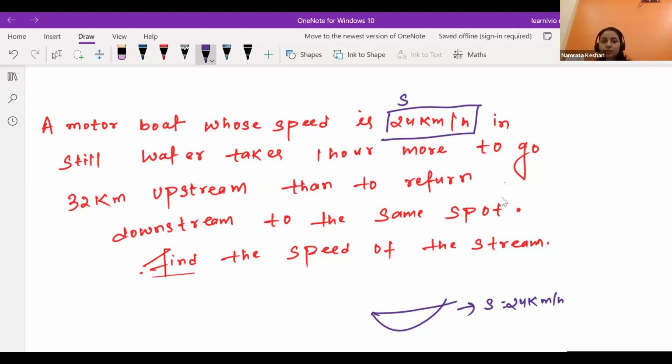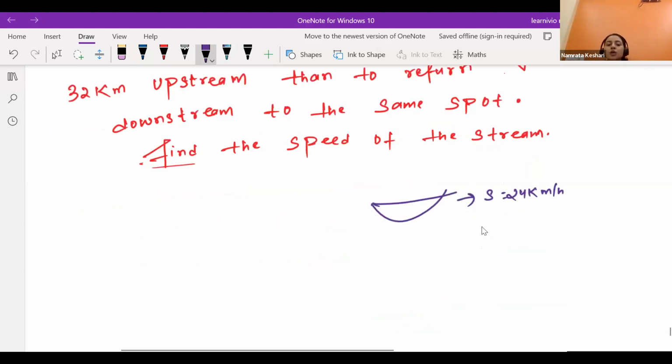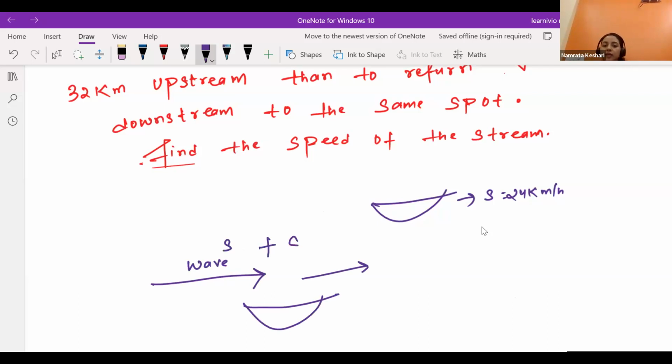So how exactly does it work? It works like this. If the stream, the wave, is in this direction and the boat is also going in this direction, then both speeds act together on the boat. I'm writing b for the boat and w for the wave. The speed of the wave, which we also call the stream, and the speed of the boat will both get added together. Hence less effort will be required.